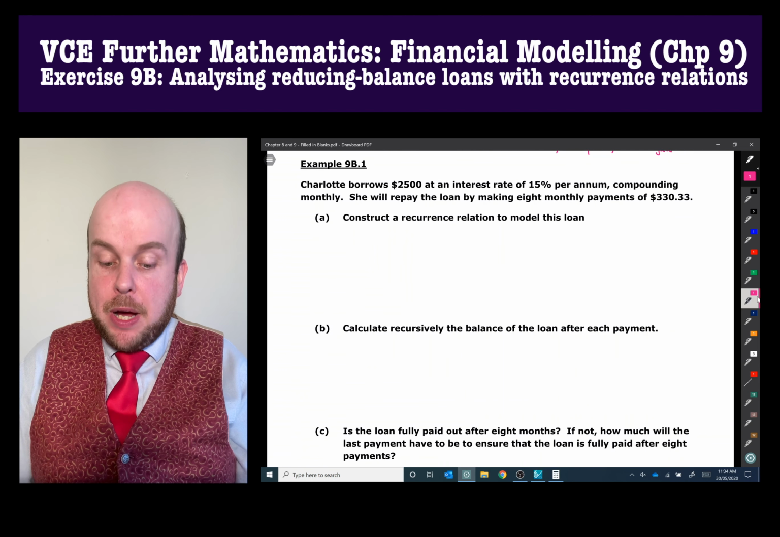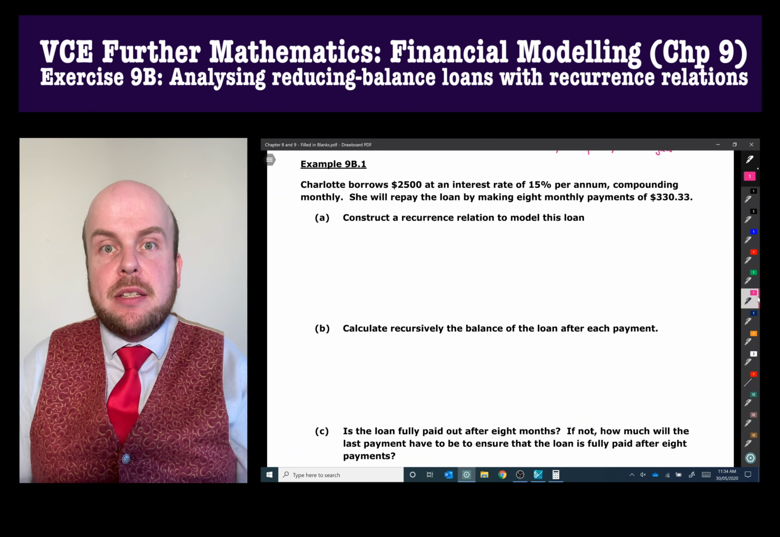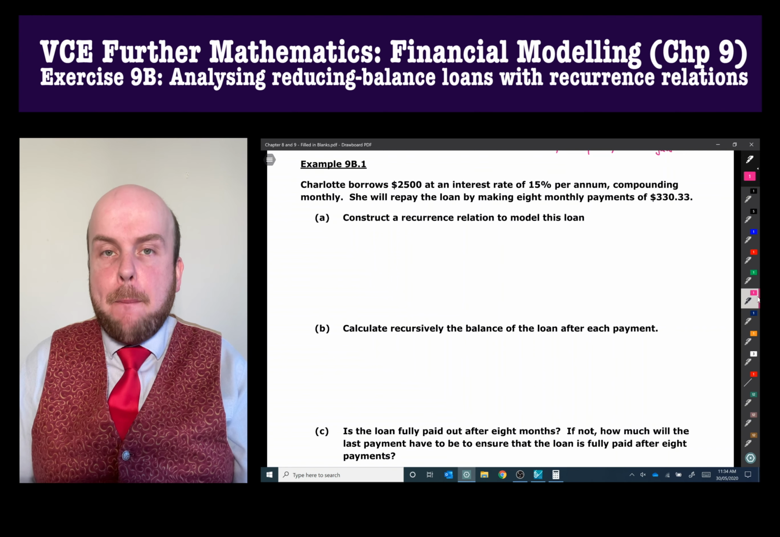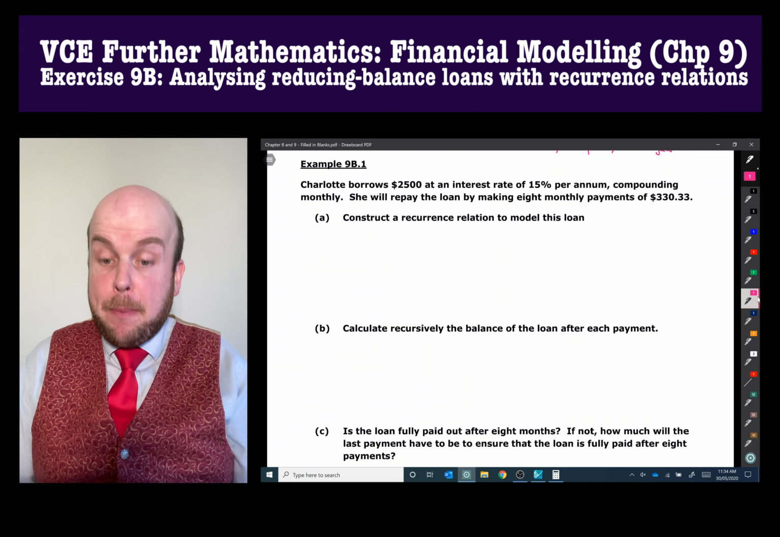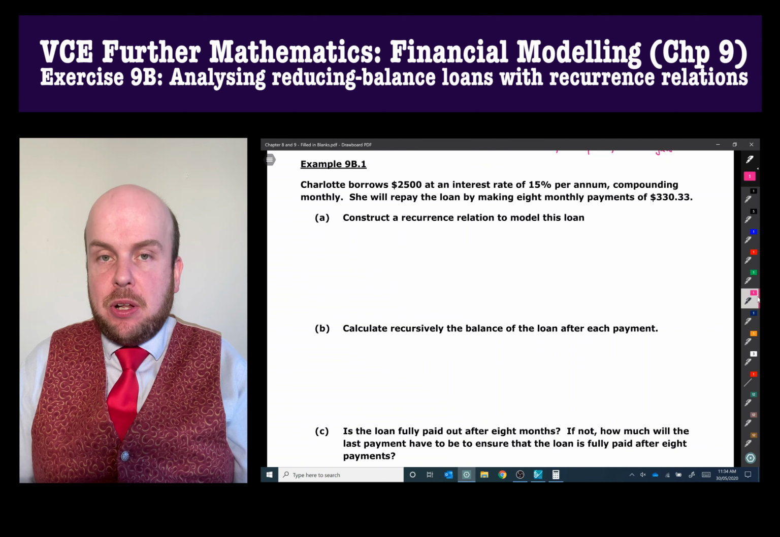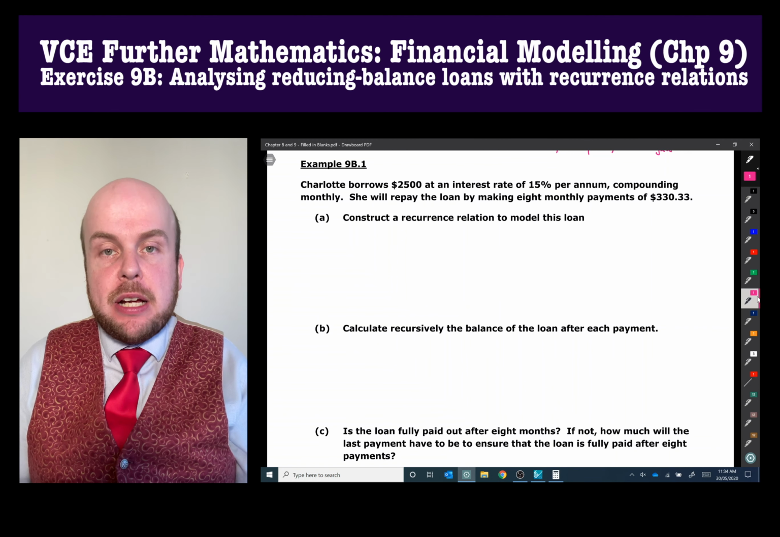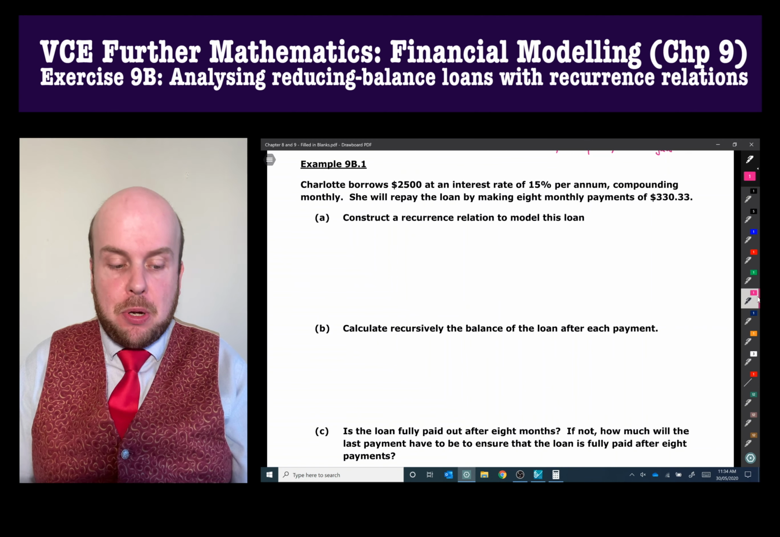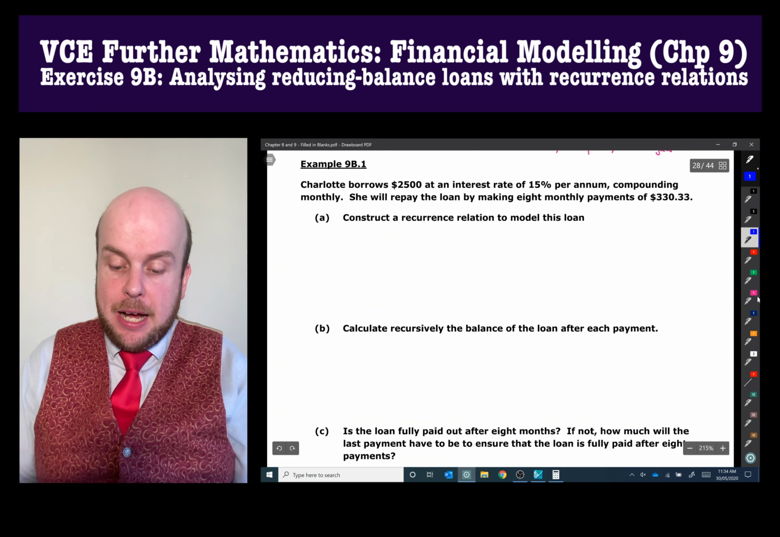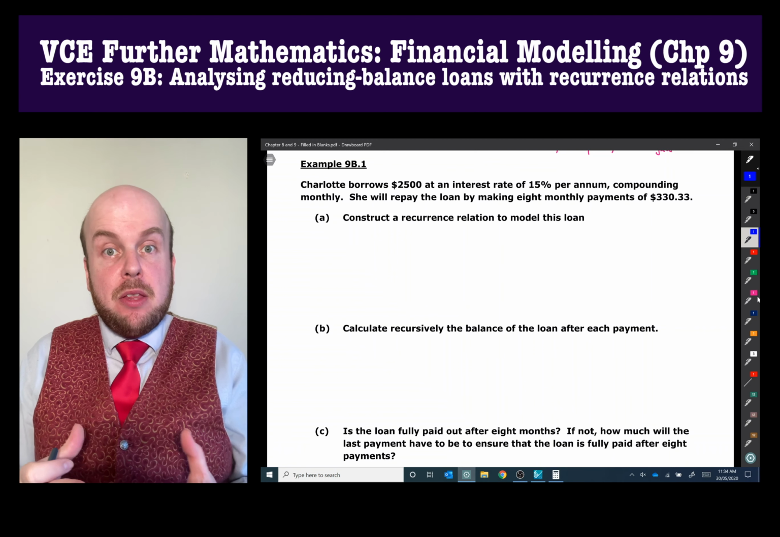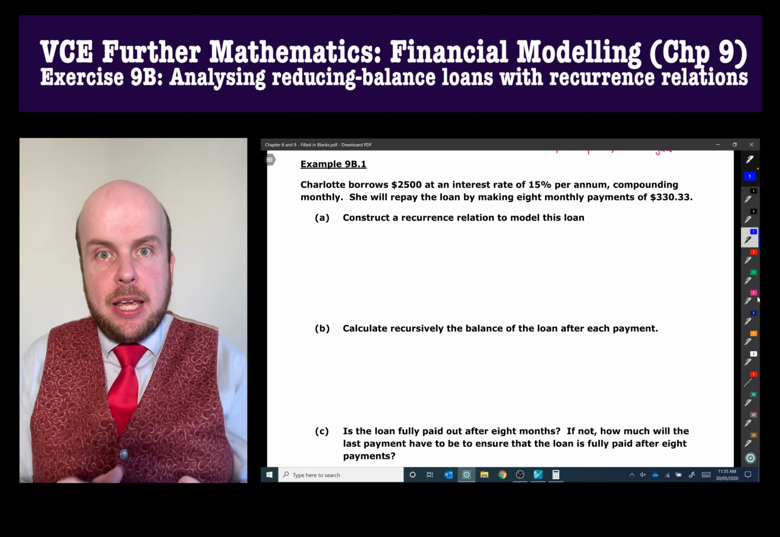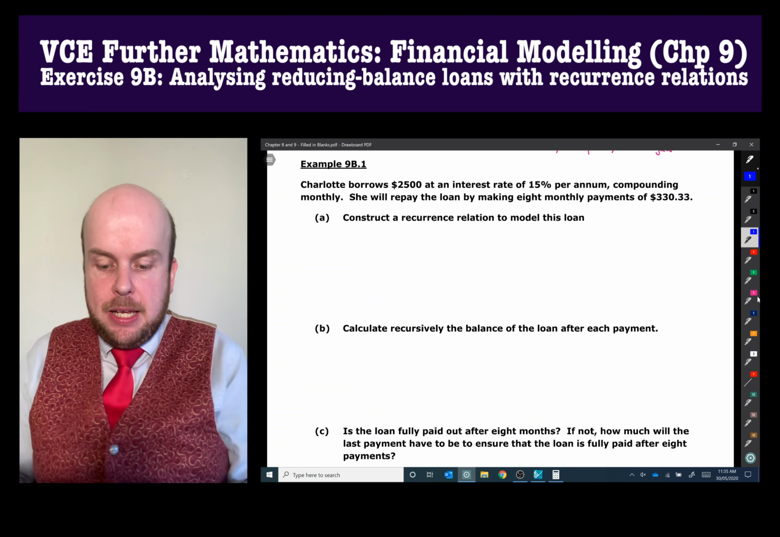Example 9b.1. Charlotte borrows $2,500 at an interest rate of 15% per annum, compounding monthly. She will repay the loan by making 8 monthly payments of $330.33. Construct a recurrence relation to model this loan. So we need all of the different parts of this. One of the ways that it's really important to break these sorts of questions, which are very big and chunky, is knowing what all the numbers mean.